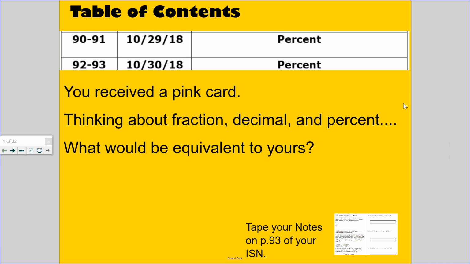Welcome. In this lesson, you're going to receive a pink card. You are going to think about fraction, decimal, percent. What would be equivalent to yours? So looking at your card, can you estimate what you think is equivalent to yours?